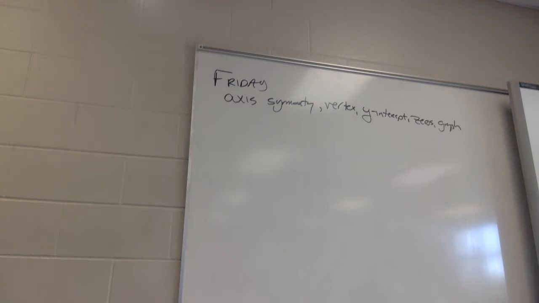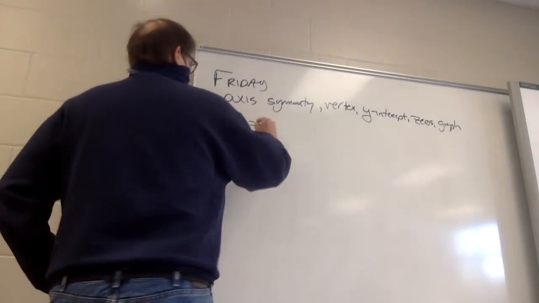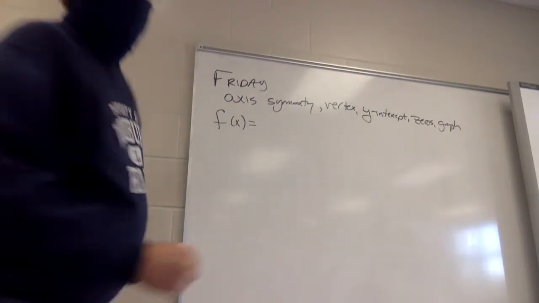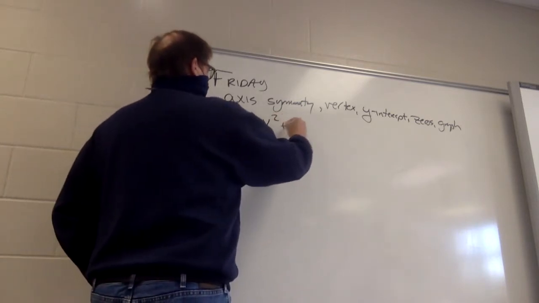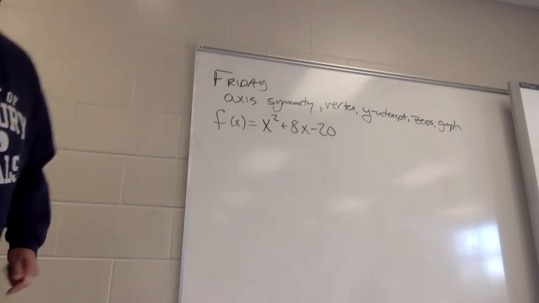They're 5 easy things. So I'm going to ask the problem to be f of x equals x squared plus 8x minus 20. I believe that's what I'm asking. It is.